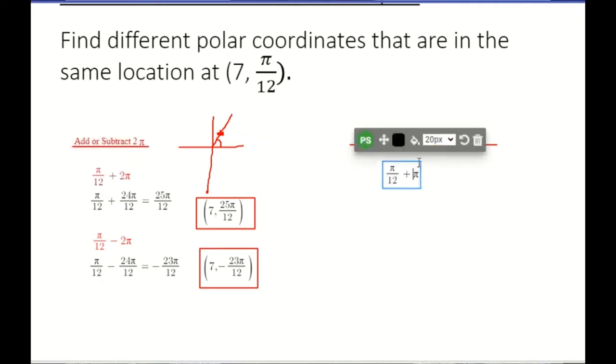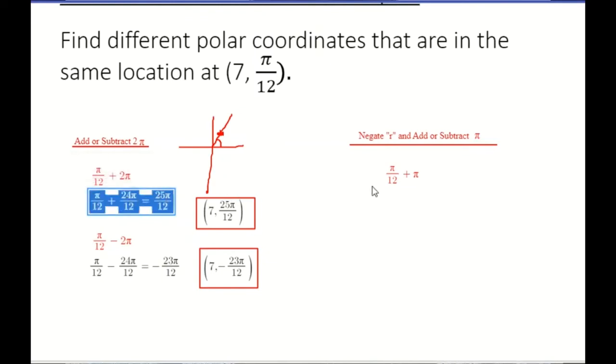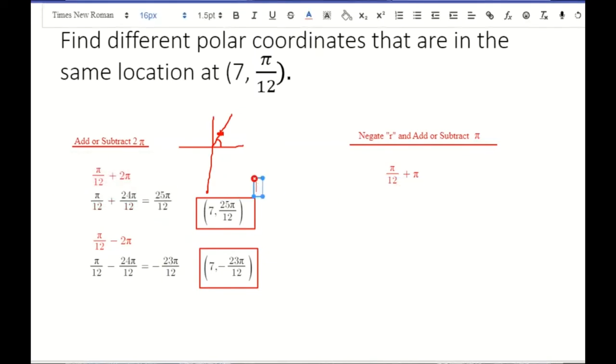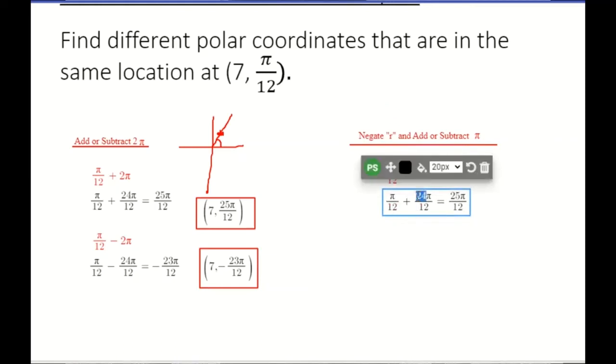So if we want to add or subtract pi, then just like we did over here, we're going to need a common denominator. So the common denominator would be 12, and so this fraction should be 12 pi over 12. So 1 pi over 12 plus 12 pi over 12 would be 13 pi over 12. So one coordinate could be -7, comma 13 pi over 12.